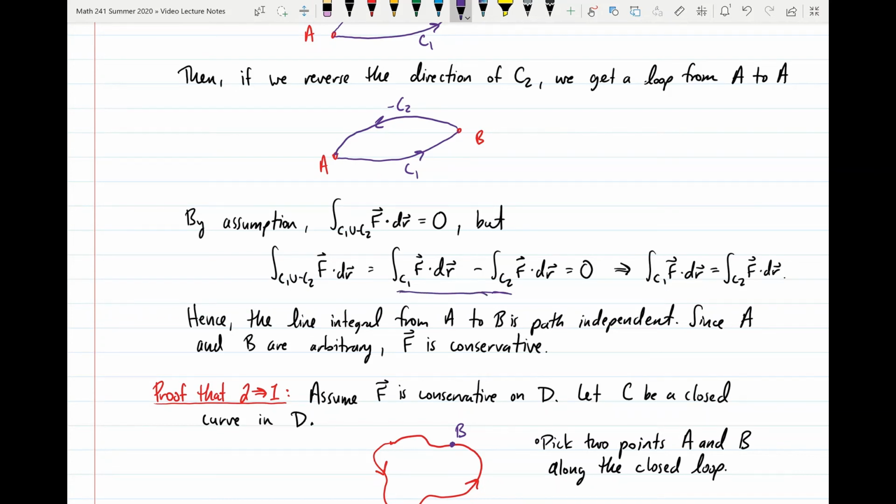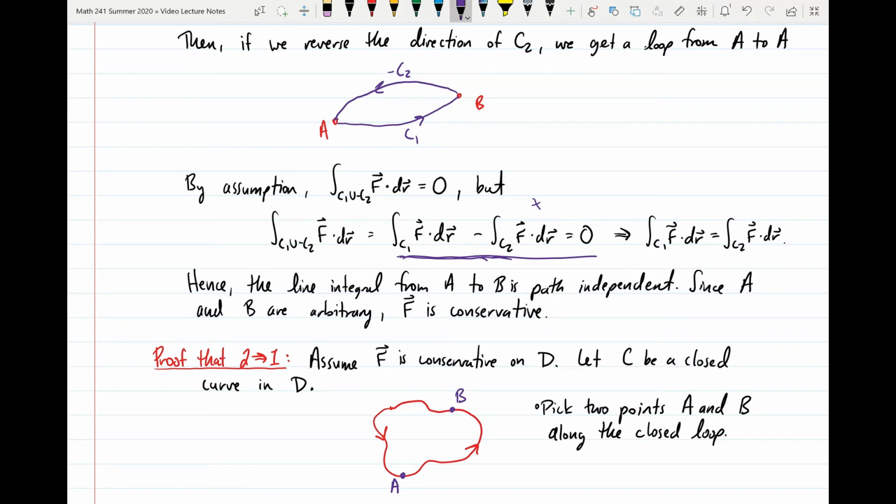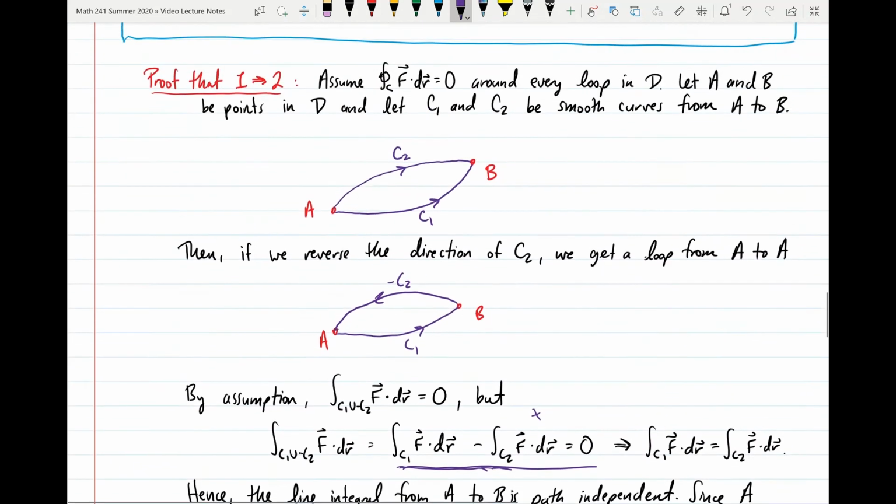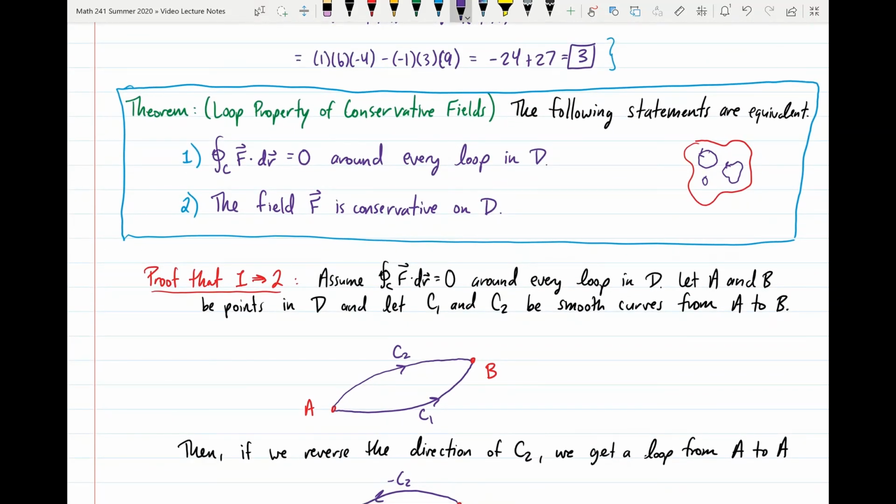And again, we know that this has to equal 0, but now we can add the integral of f over C sub 2 to both sides of this equation, and we end up with the integral of f over C sub 1 is equal to the integral of f over C sub 2. So the line integral from A to B is path independent because C sub 1 and C sub 2 are just arbitrary paths that we chose from A to B. And since A and B are arbitrary, we can conclude that f is conservative. So that gives us the first direction. If statement 1 is true, then statement 2 must also be true.